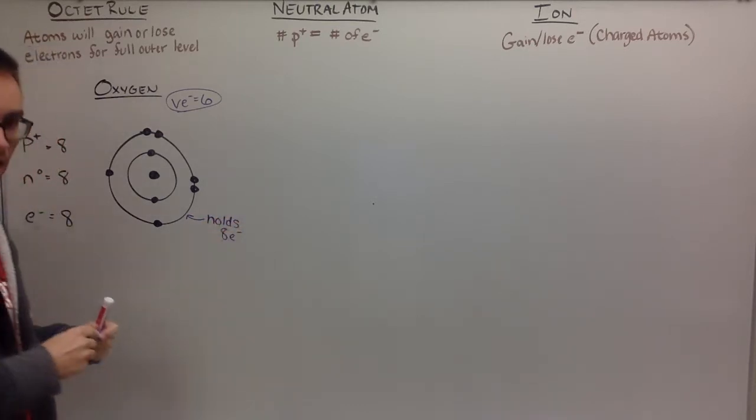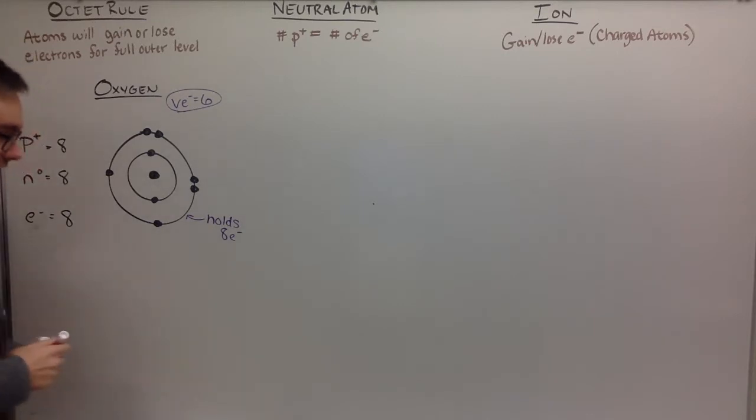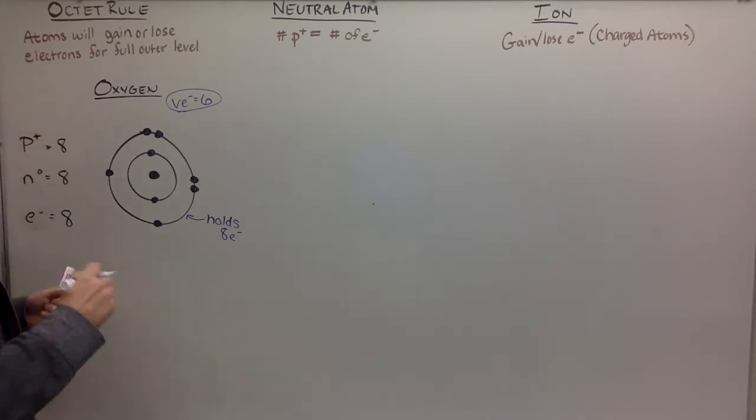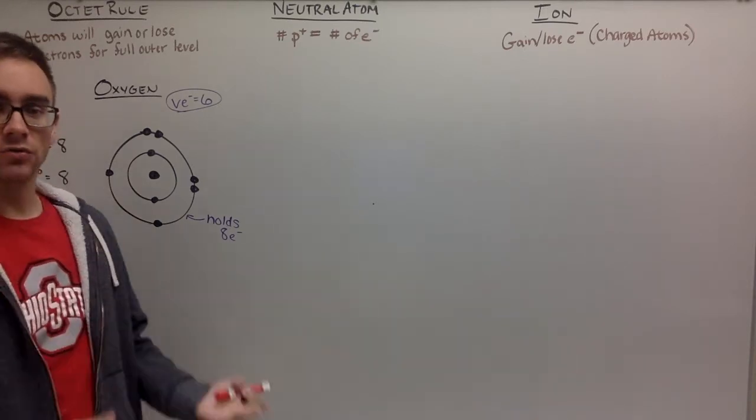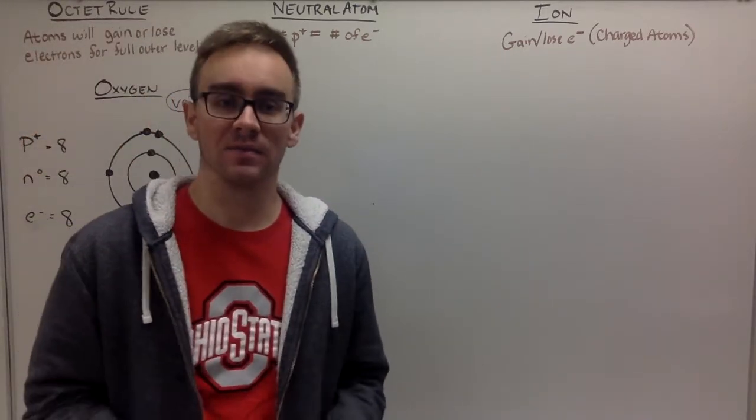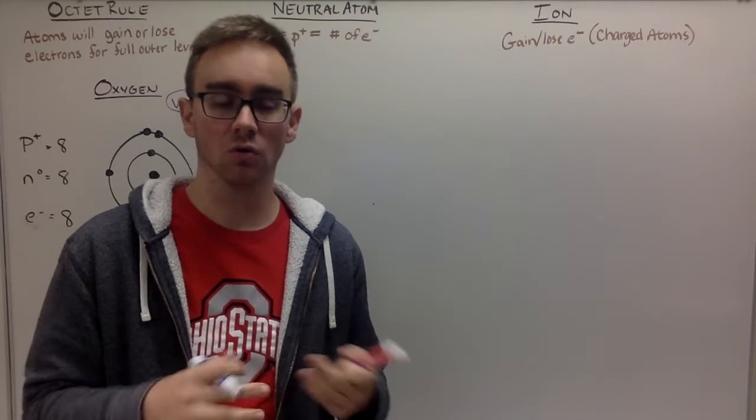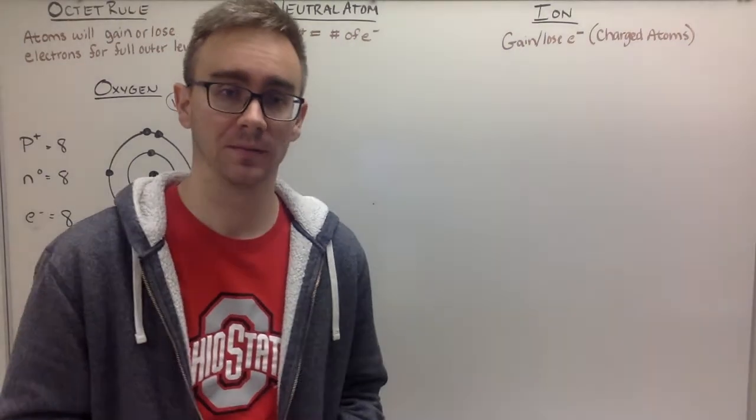It only has 6 there right now. So I kind of have 2 options of what I could do. It's going to either gain or lose electrons. Right now, this oxygen atom is unhappy. It's either going to gain or lose electrons to become happy.